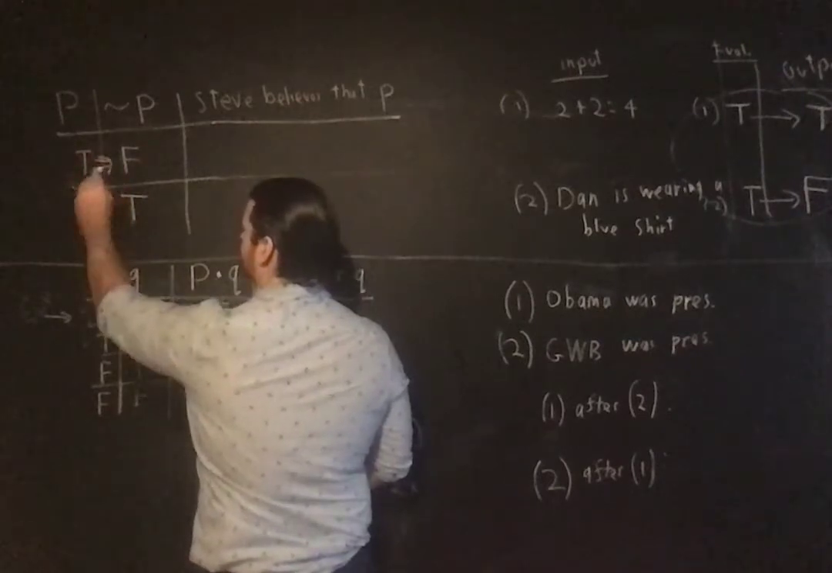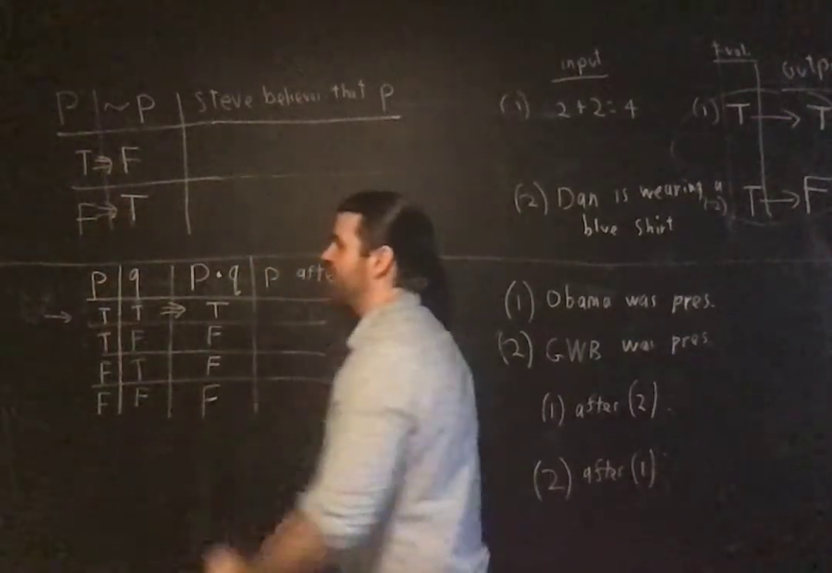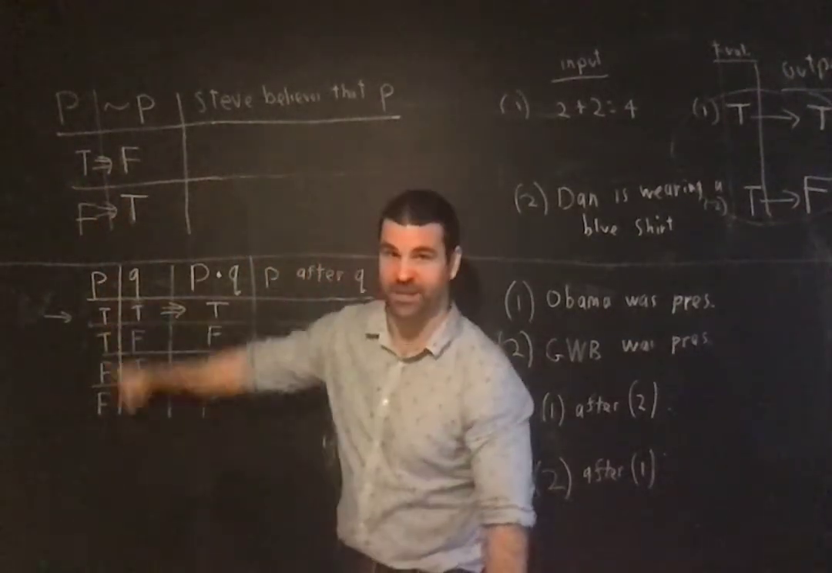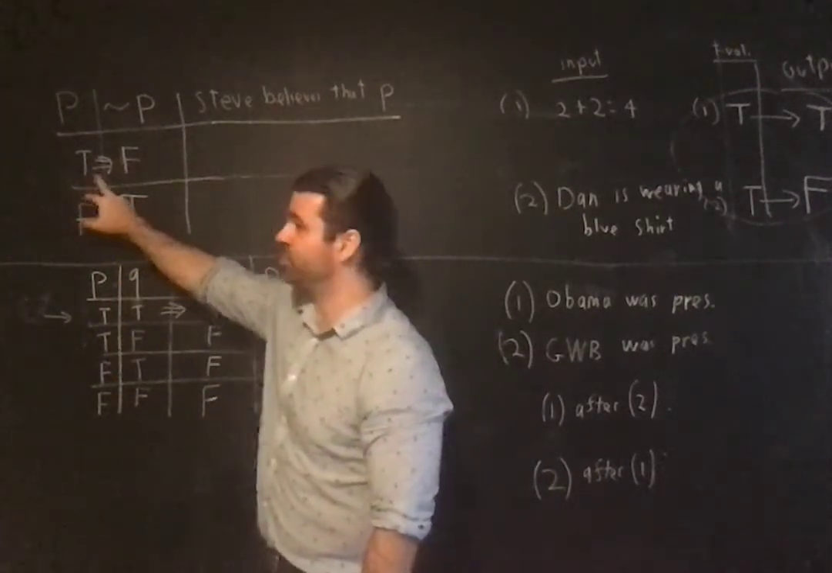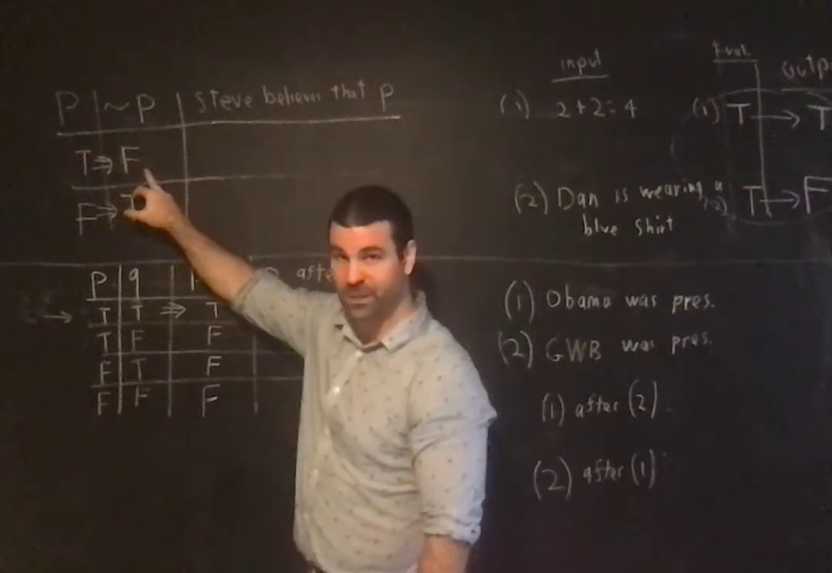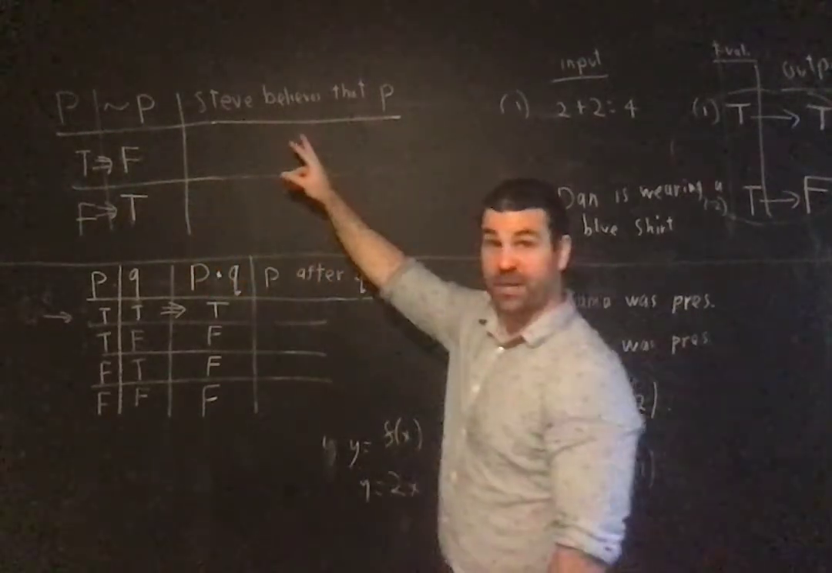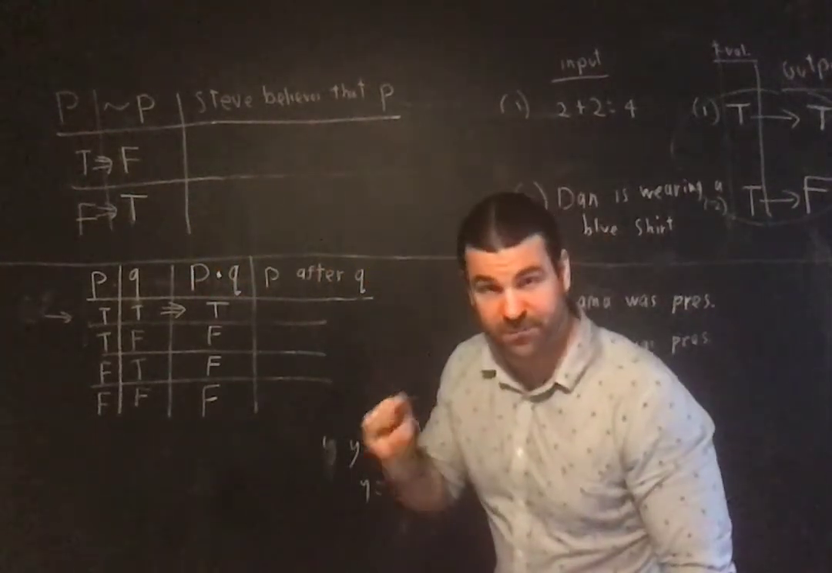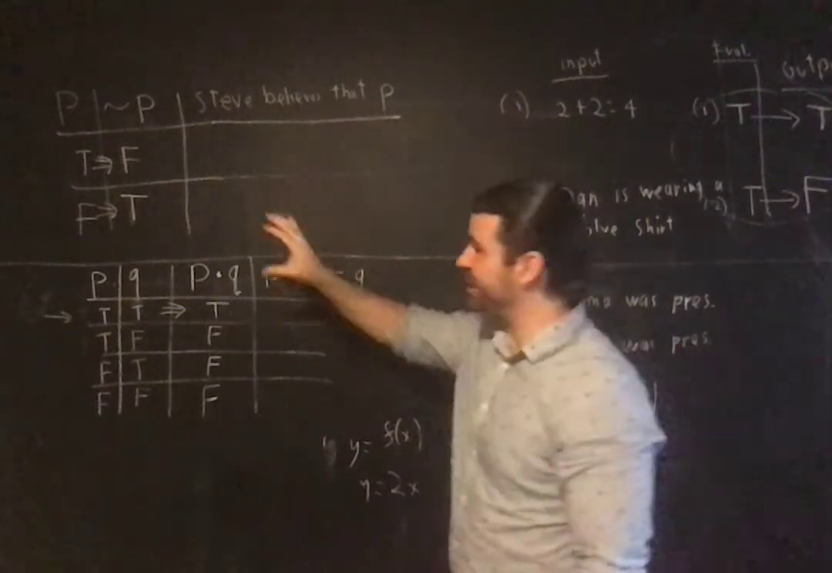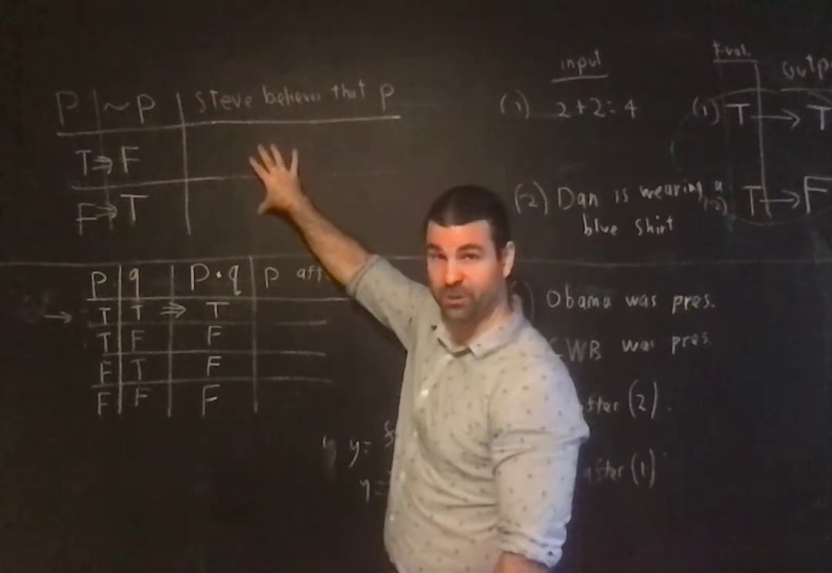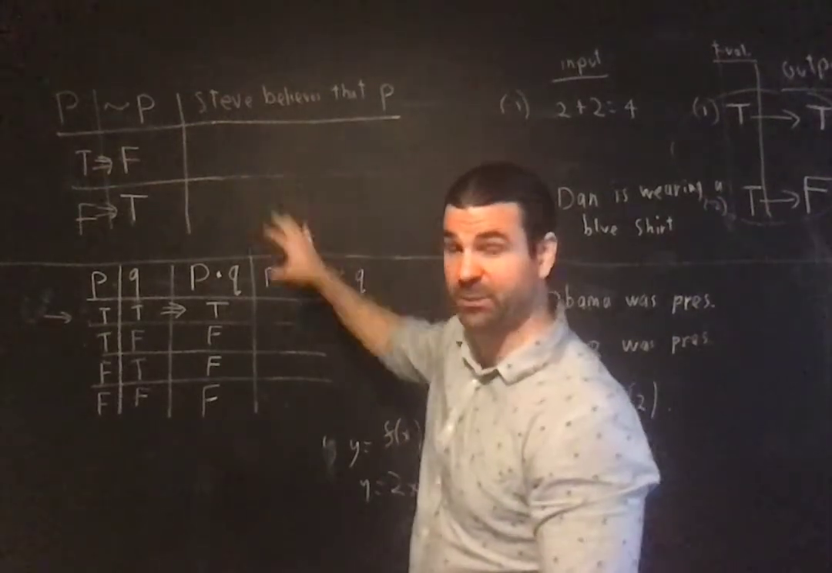T goes to F. There is a function from this. This is like the x in y equals f(x). There is a function from the truth value of the input to the truth value of the output. We have just shown that there is no such function for "Steve believes that P." Thus, we cannot construct a truth table for "Steve believes that P."